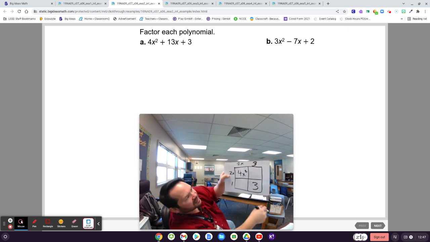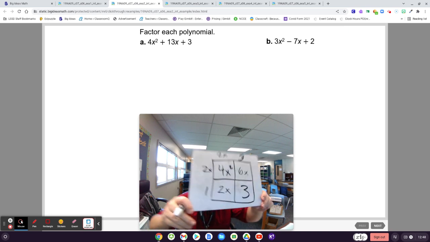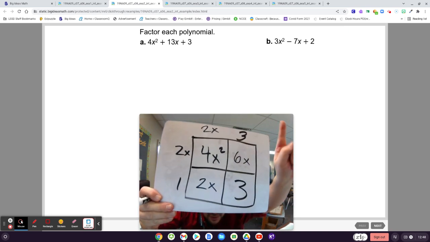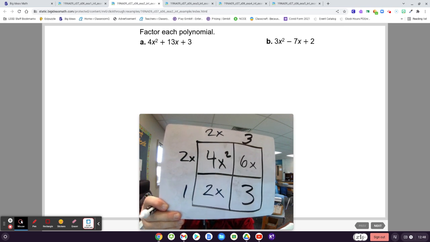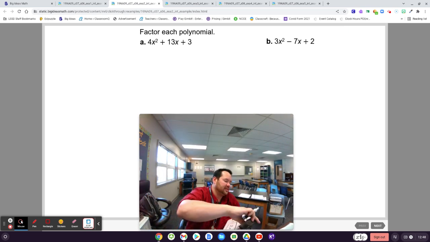Okay, so if that's the case, that'll give us the 4x squared. We'll have 6x there, and we'll have 2x here. Okay, those add up to 8x, though. And notice up there on the screen, it's supposed to add up to 13x. Oh, that doesn't work. Okay, so it's not 2x and 2x.